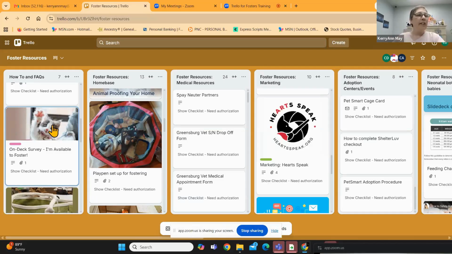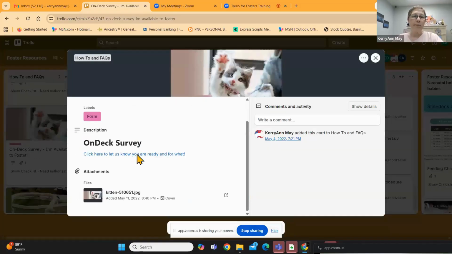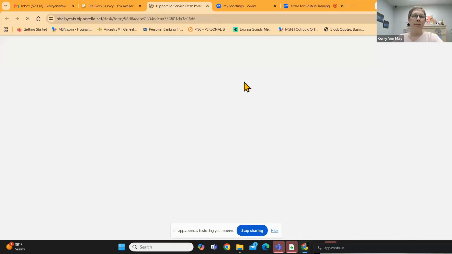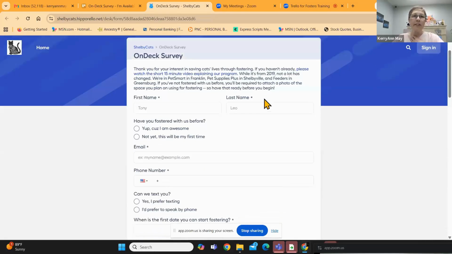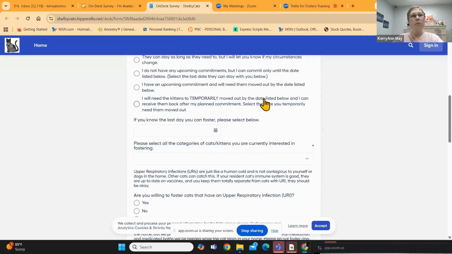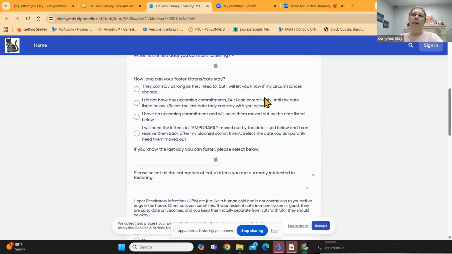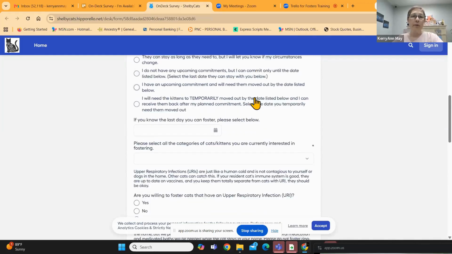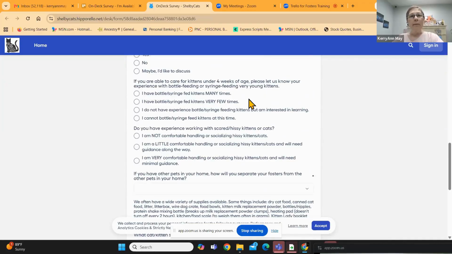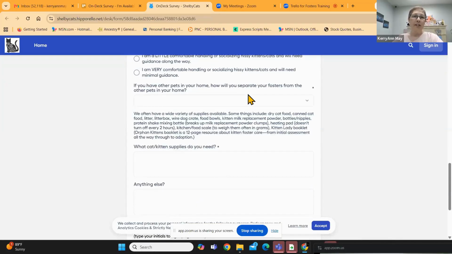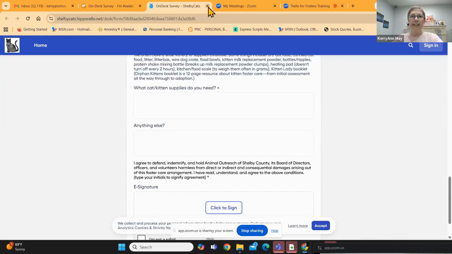So you can pick various categories on that on deck survey, and let us know what categories you're interested in. But again, you'll just click on the on deck, it pulls up a form. And once you have filled out the form, it sends it directly to me so that when I'm out in the field, I know what we can take and how long you're able to foster for. It has information about all of that as well. And then it gauges what your comfort level is on certain categories and stuff. So that gives you an idea.